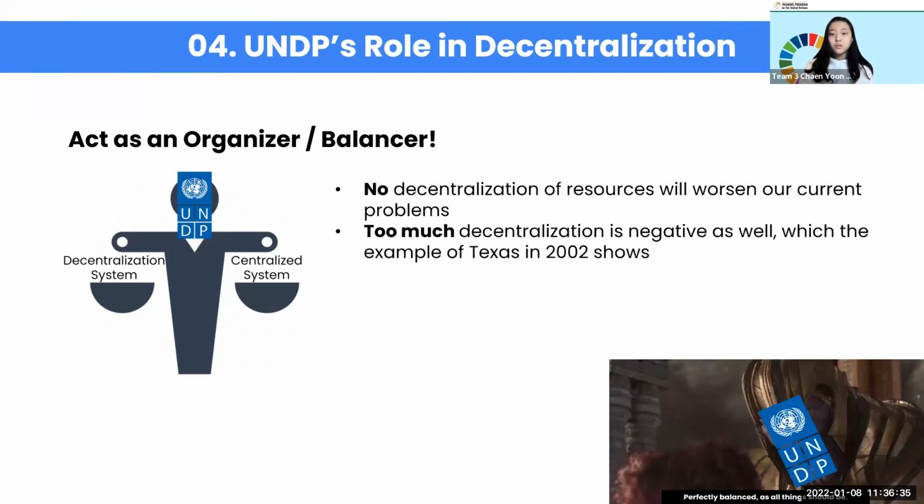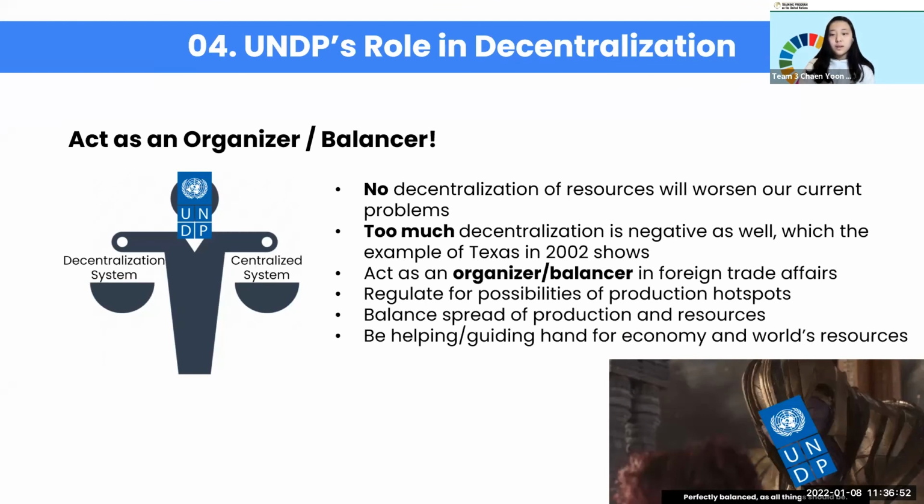Since too much decentralization would also open its own can of worms, for example, in 2002, Texas completely cut itself off from the rest of the USA power grid and paid the price for that during the 2021 Texas power crisis. In addition, if they were to leave the companies to do what they wanted, it would only create more complications and companies will probably gravitate towards a new hotspot, so UNDP can step in and regulate it and help spread out resources. Since reorganization of the supply chain is already slowly happening, UNDP can step in as a helping and guiding hand to balance and evenly distribute the economy and world resources.